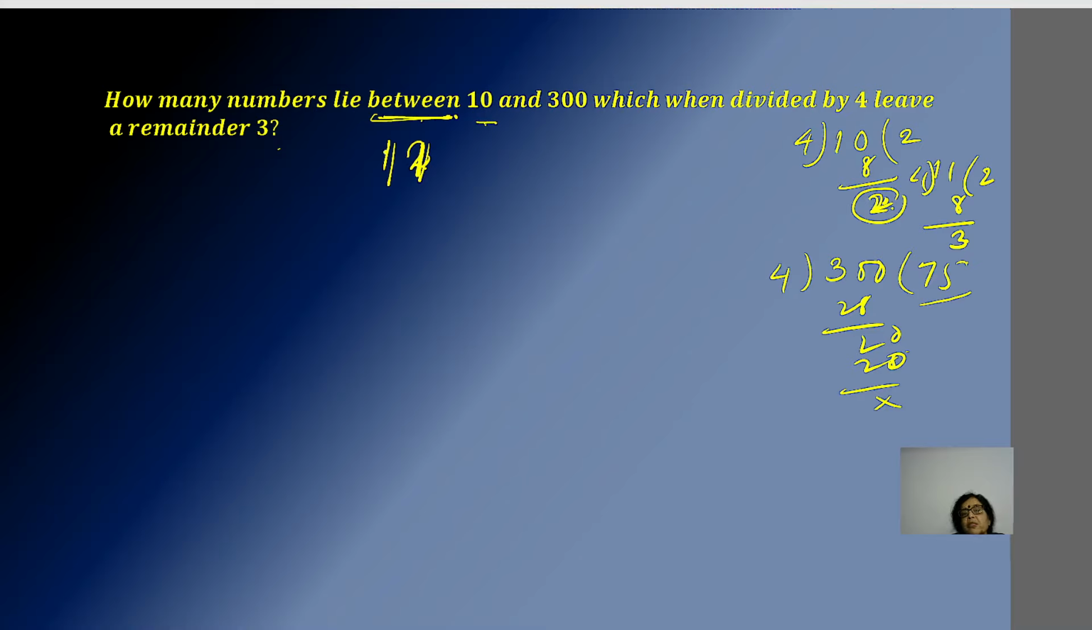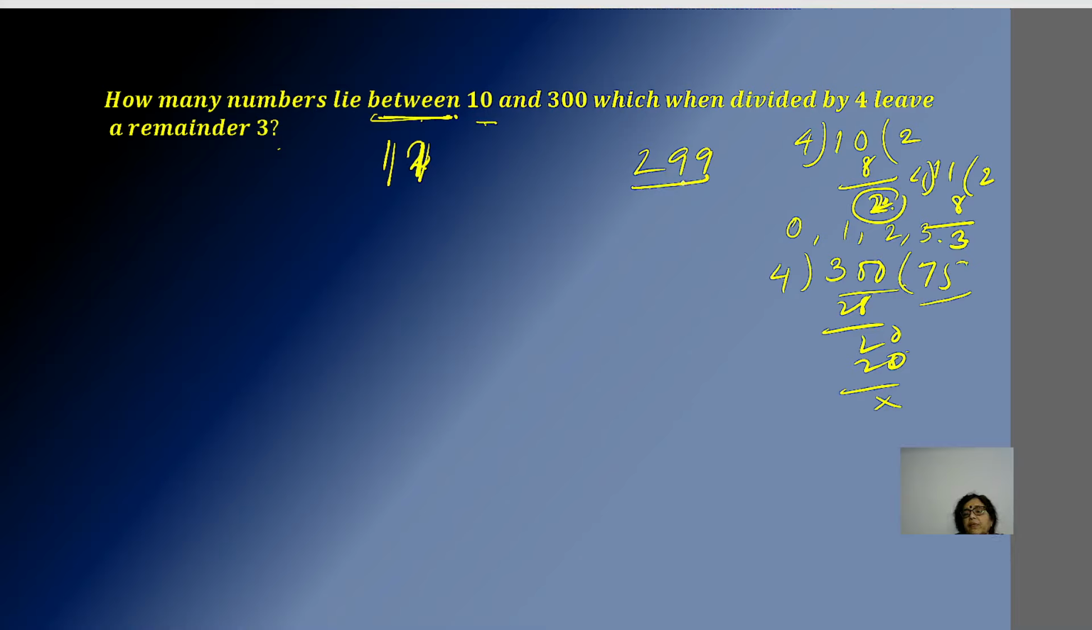Alright, remainder must be 3. So what is the number which will give us the remainder 3? 299. If you remember Euclid's division lemma, the only remainders that we can get are 0, 1, 2 and 3. So we have to get a remainder 3. In that case, 299 is the number which will give us a remainder 3. You can check it out.